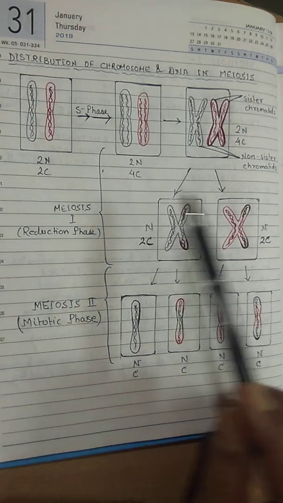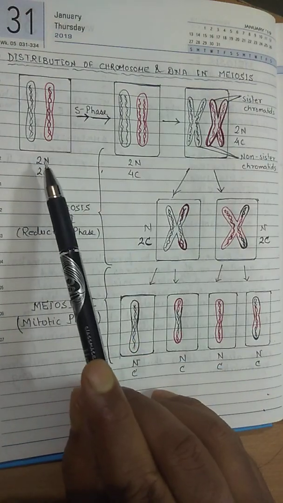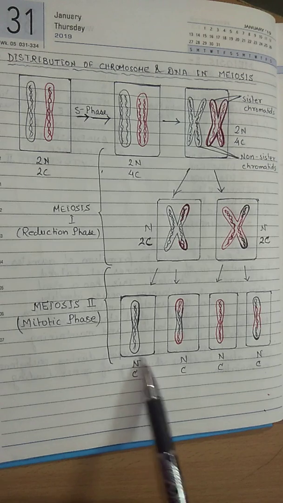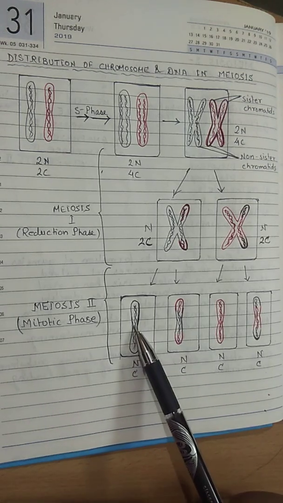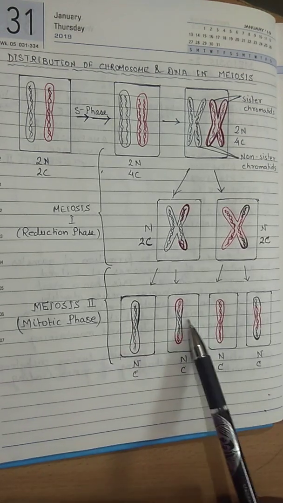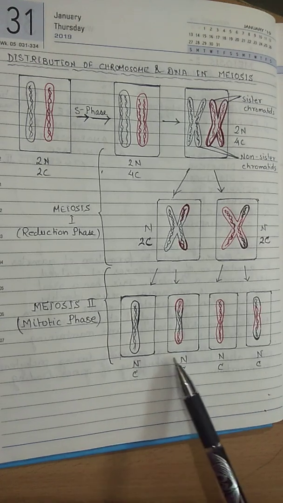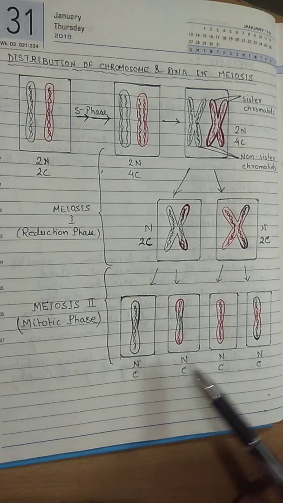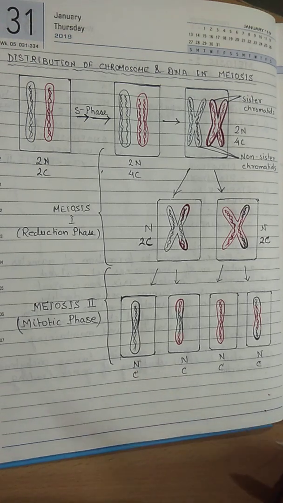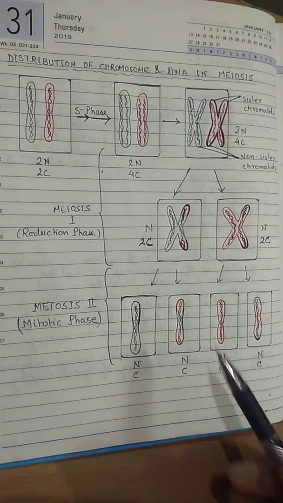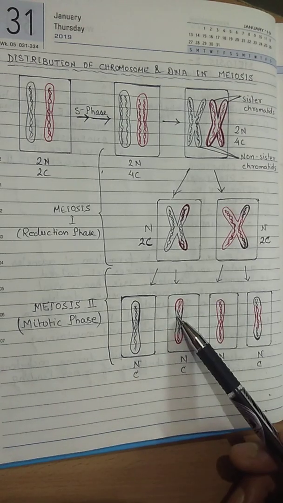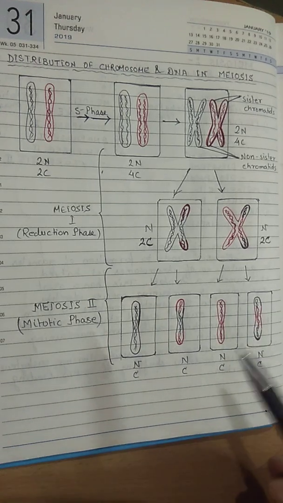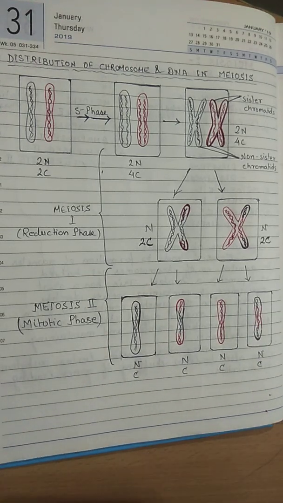So we began with one cell having twice n and twice C. We ended up with 4 cells having nC configuration. Now suppose this is a sperm and this is the egg, and both fuse to form the zygote. So N plus N gives us twice N. The original number of chromosomes is restored. C plus C gives us twice C, so the DNA amount also gets restored. That is the significance of meiosis 2. It helps in reducing the DNA amount.